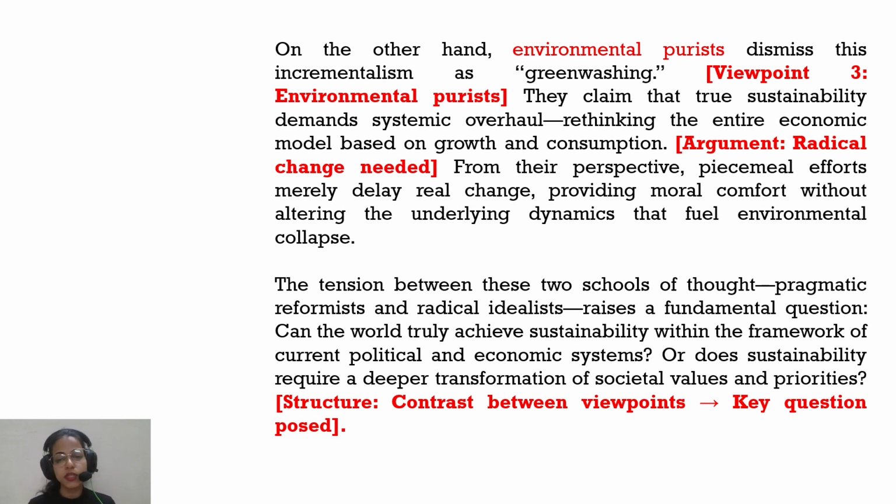The tension between these schools of thought: pragmatist reformist, okay, there are two schools of thought. The pragmatist reformists are discussing the incremental approach. Radical idealists are saying structural approach. Okay. It raises a fundamental question: can the world truly achieve sustainability within the framework of current political or economic systems? Or does sustainability require a deeper transformation of societal values and priorities?